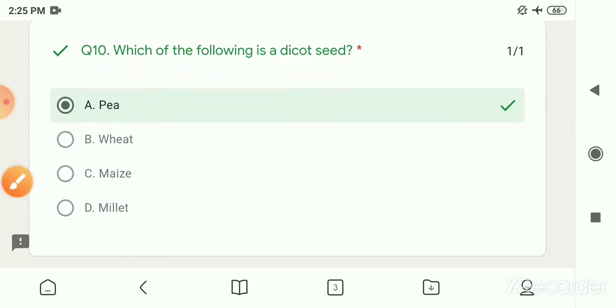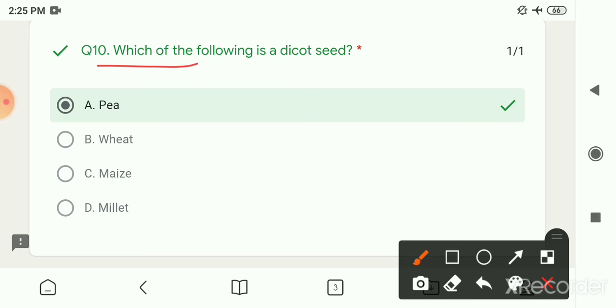Next, 10th number. Which of the following is a dicot seed? A seed which can break into 2 equal halves is known as the dicot seed. The options are pea, wheat, maize or millet. So here your correct answer is option A, that is pea. If we break this pea, it will convert into 2 equal halves.